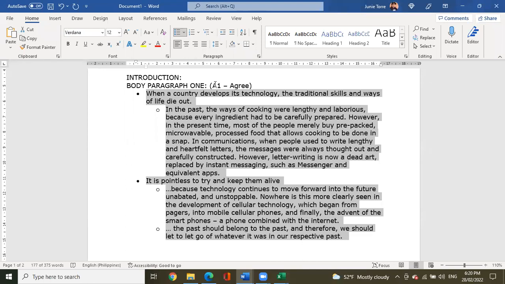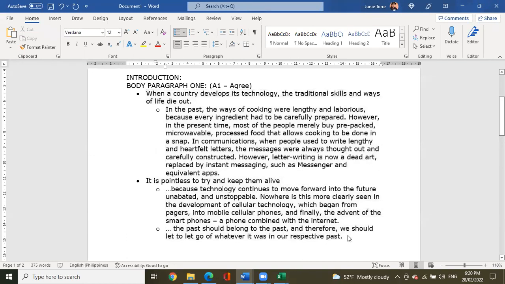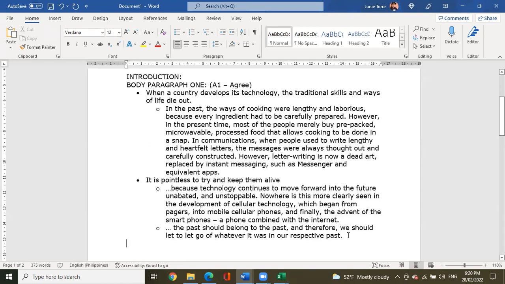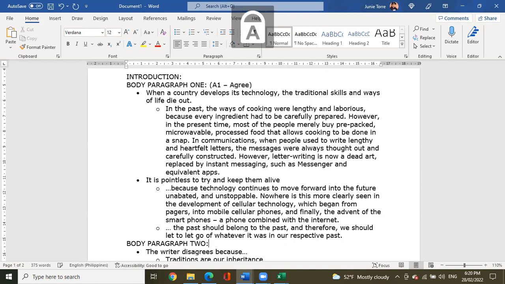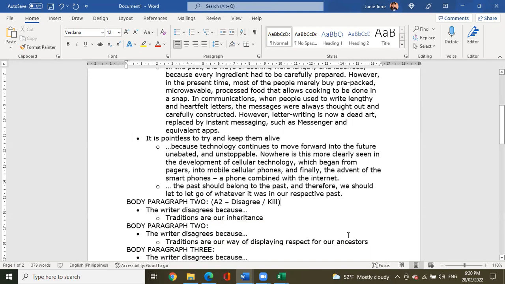In conclusion, the world is just going to keep on changing. We just have to learn to adapt to this. Something like that. Yun. And then, obviously, if you will go for all of these disagree arguments, then A2 na yun. Disagree. Or kill. Yun na. Oh, it becomes an even better essay. Tanggalin na natin lahat yan.